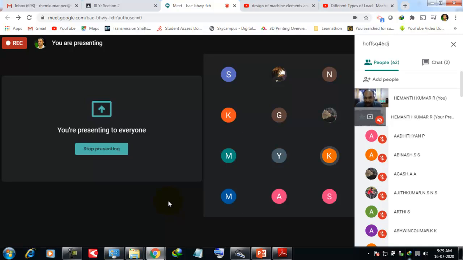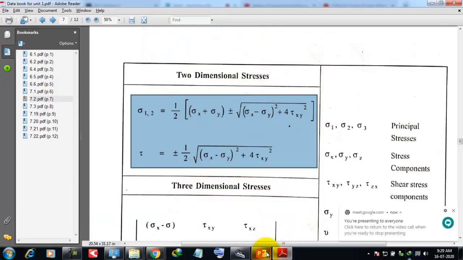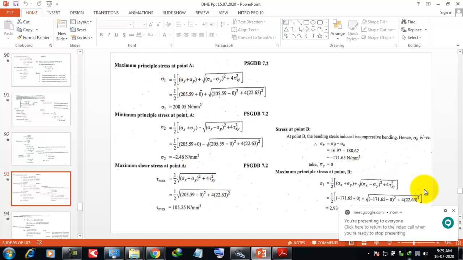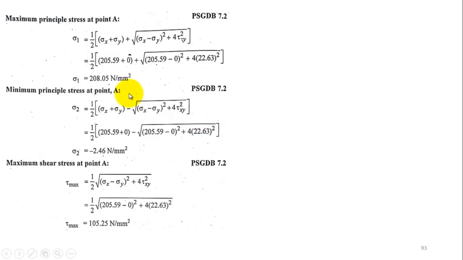You can design the particular element in such a way that the stress bearing capacity of that element will be more than the principal stress. So only we have to calculate the principal stresses. This will help you in designing a particular member, any member. It can be a shaft or it can be a bolt or whatever it is.